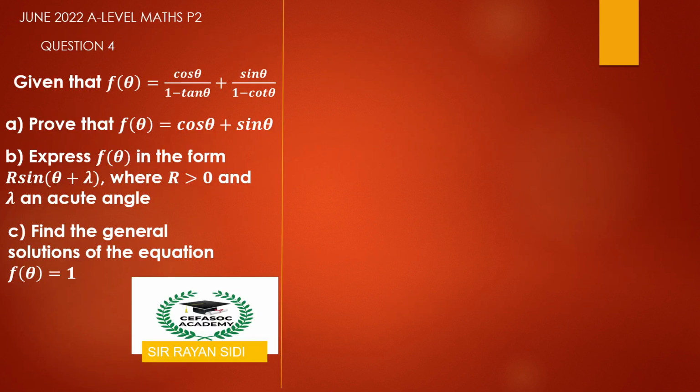So the question is, given that f of theta is equal to cos theta all over 1 minus tan theta plus sin theta all over 1 minus cot theta. A, prove that f of theta is equal to cos theta plus sin theta. B, express f of theta in the form r sin of theta plus lambda, where r is greater than 0 and lambda an acute angle. C, find the general solution of the equation f of theta equals 1.